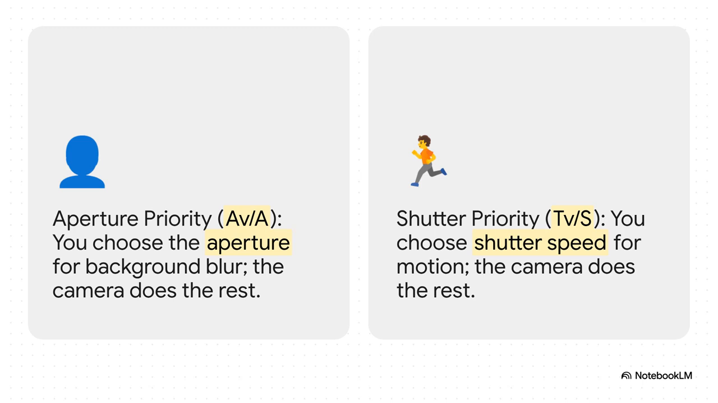So, you've got aperture priority, that's where you control how blurry the background is, and the camera sorts out the rest. Then there's shutter priority, where you decide if you want to freeze motion or make it blurry and artistic. The camera does the math for you. It's like having a co-pilot. You get to be the creative director without having to worry about crashing.